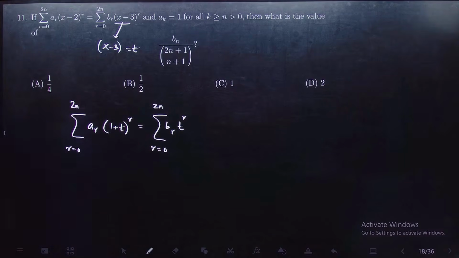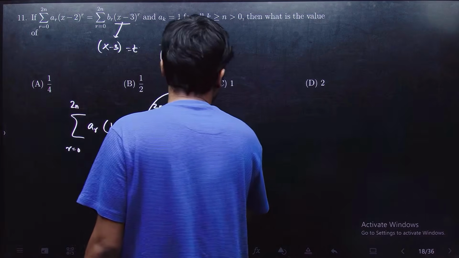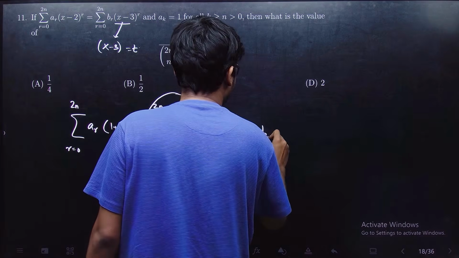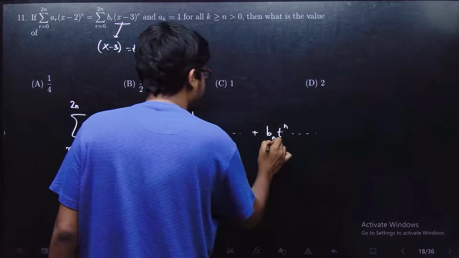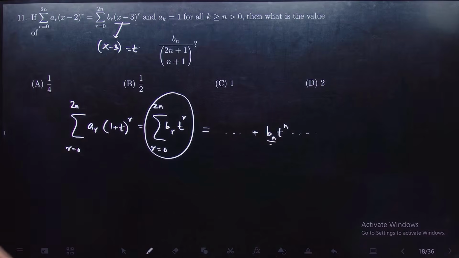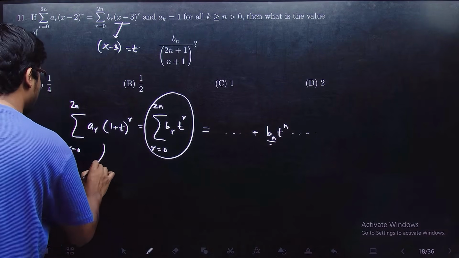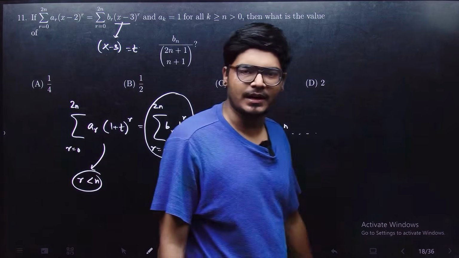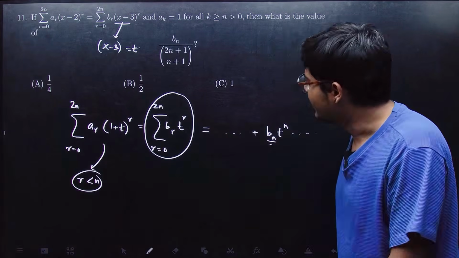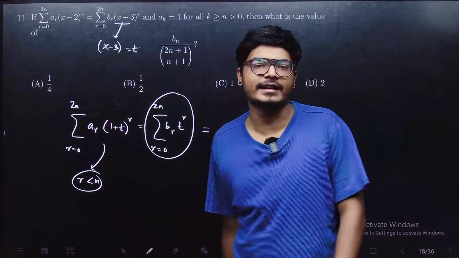Now observe that you are looking for bn. What exactly is bn? Among all the terms in the right hand side, bn is attached to t to the power n. So you just have to find the coefficient of t to the power n on the left hand side. If r is less than n, then none of these expansions can contain t to the power n, a very simple and obvious fact. So you only have to look at terms where r is greater than or equal to n.